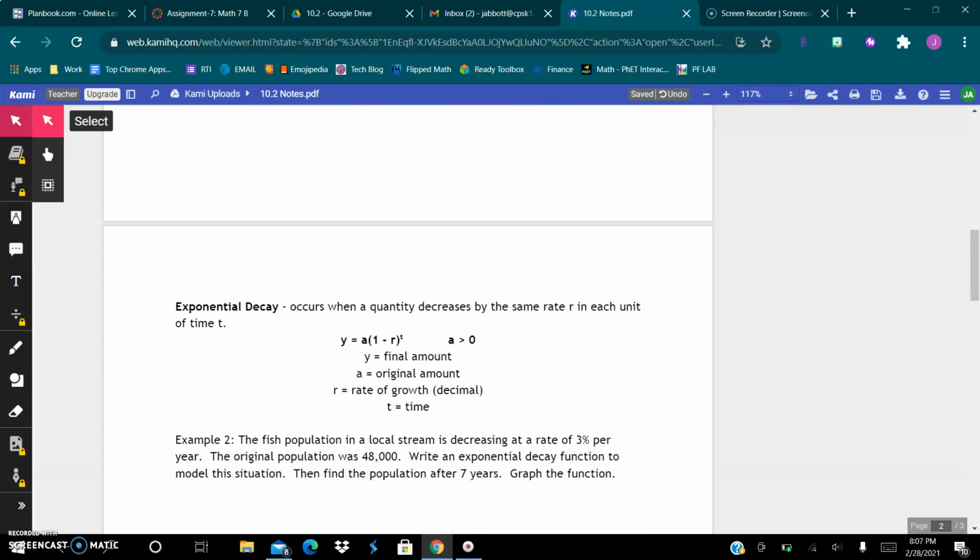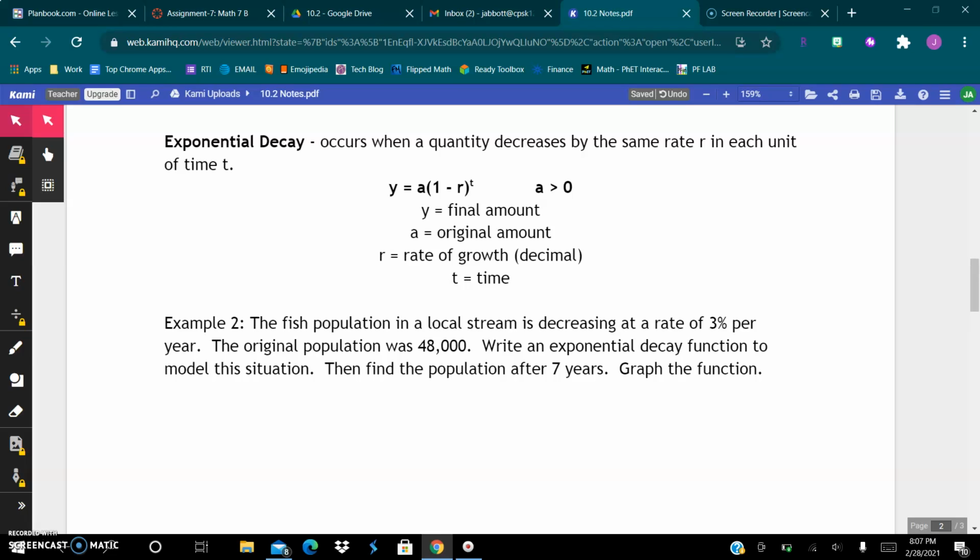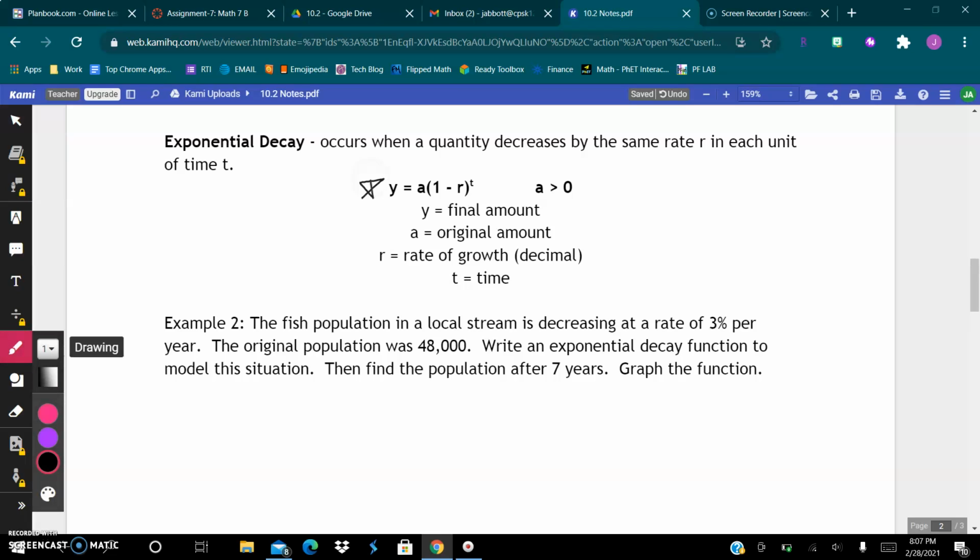Moving on, we have exponential decay. And the formula for that is similar. The only difference is that we're going to subtract inside the parentheses instead of add, because decaying means that our quantity is decreasing by the same rate each unit of time.